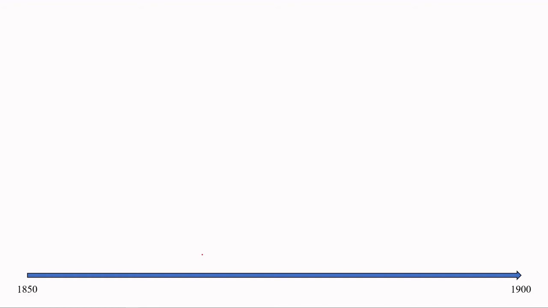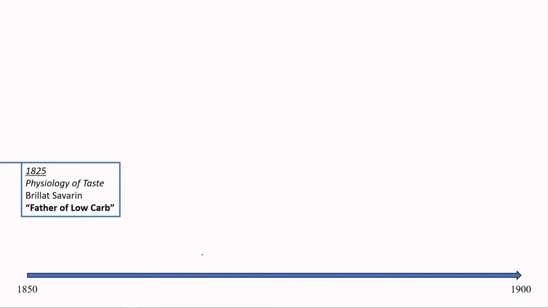And so I decided to start our discussion with one of the more famous first publications of a low carbohydrate diet. Brillat Savarin was a French lawyer, politician, and writer, and noticed anecdotally that animals and men who ate starches grew fat. Motivated by this observation, he published The Physiology of Taste in 1825, which is one of the first low-carbohydrate dieting manuscripts ever published. He became known as the father of low carb.